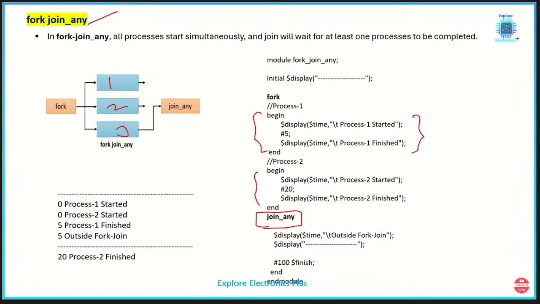So here we will have a 5 time minute delay. So here we will have a 20 time minute delay. So this process will get completed in 5 time minutes. After that, the print statement outside the join any is printed already here. Then after 20 time minutes, process 2 gets completed. So join any will be useful when we need to start the two processes simultaneously, but no need to wait for both to get completed to come out of that block.